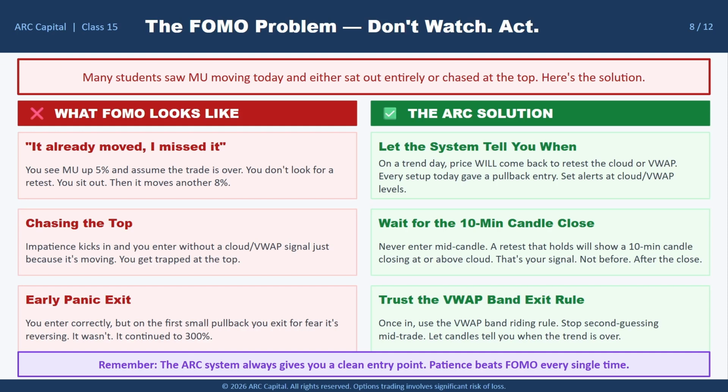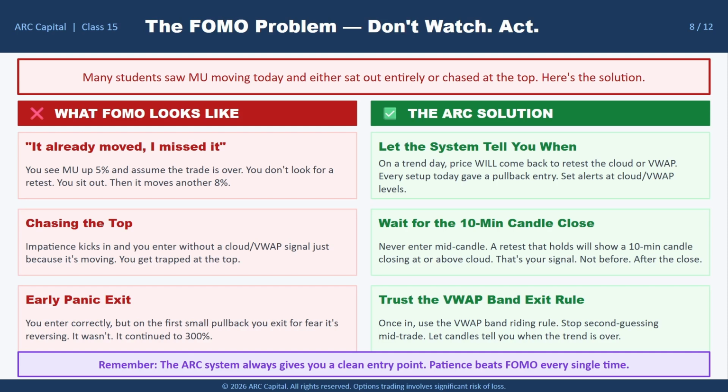Wait for the 10-minute candle to close. Never enter mid-candle. You can, but you have to understand what you're doing, and you have to understand that if you are entering mid-candle, there's a chance that candle flushes out, right? And maybe you get caught. It happens, right? If you wait for that candle to close and you see how that previous candle closed, it's easier to make a solid judgment then. A retest that holds will show a 10-minute candle close at or above the cloud. That's your signal, not before.